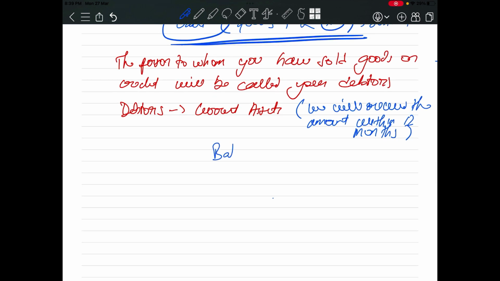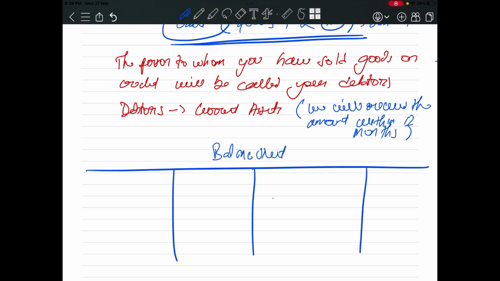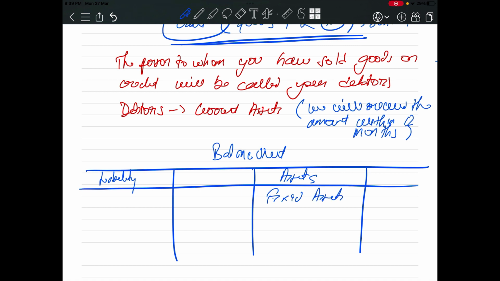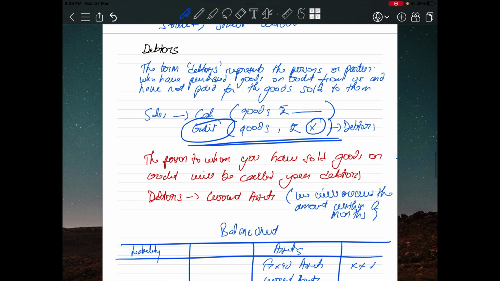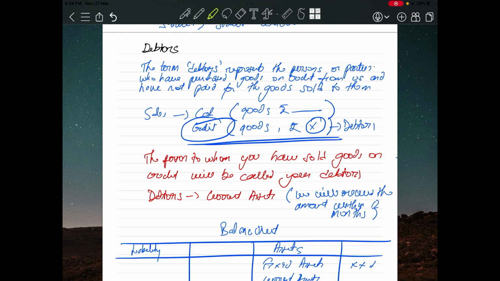Now when you make your balance sheet, this is your liability side, this is your asset side. Here your fixed assets will come. Now debtor is a current asset, so it goes under current assets as debtors. Should I repeat it again? Who is a debtor? The person to whom you have sold goods on credit will be called your debtor.